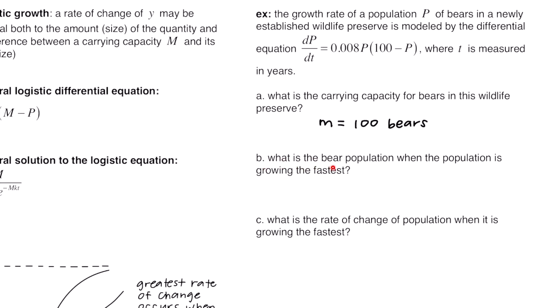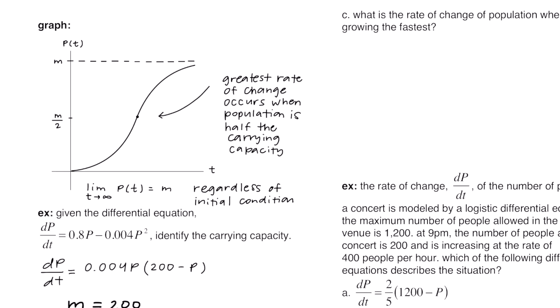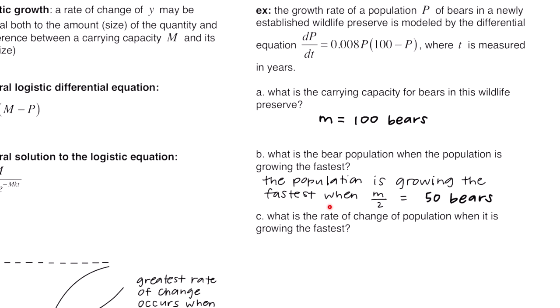Part B says, what is the bear population when the population is growing the fastest? And again, from the graph, the greatest rate of change occurs when the population is half of the carrying capacity. So it's growing the fastest right here at m divided by 2. So I wrote that out. The population is growing the fastest when m is divided by 2, and that's going to be 50 bears.